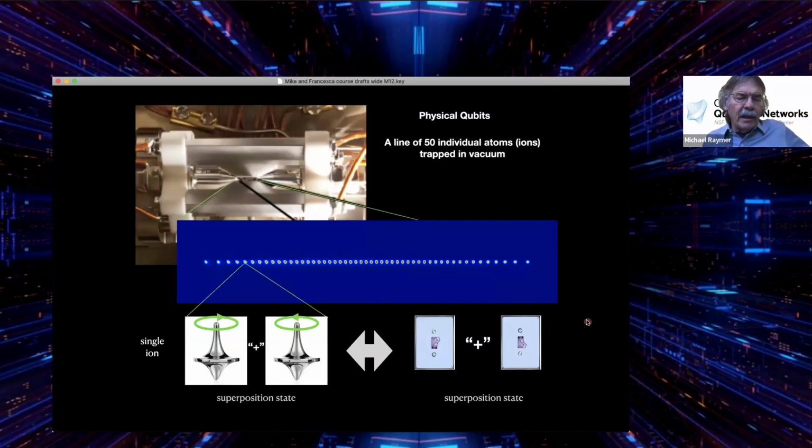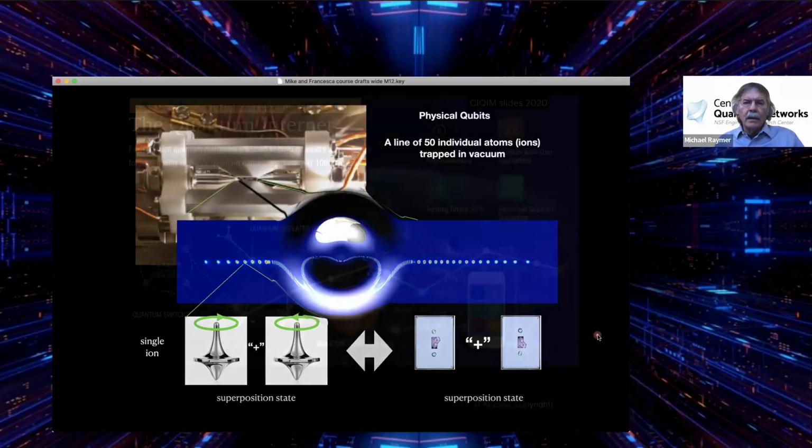That's a very strange thing, and you cannot have that classically. A classical switch cannot be in a superposition of on and off, but a quantum switch can be. And that's the essential difference that leads to the capability for quantum computation and also quantum communication.